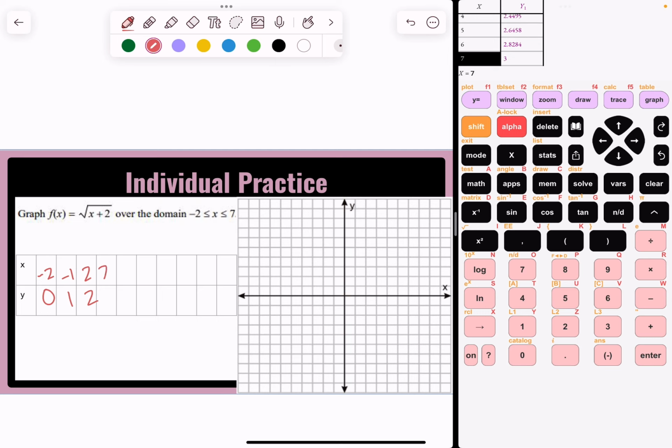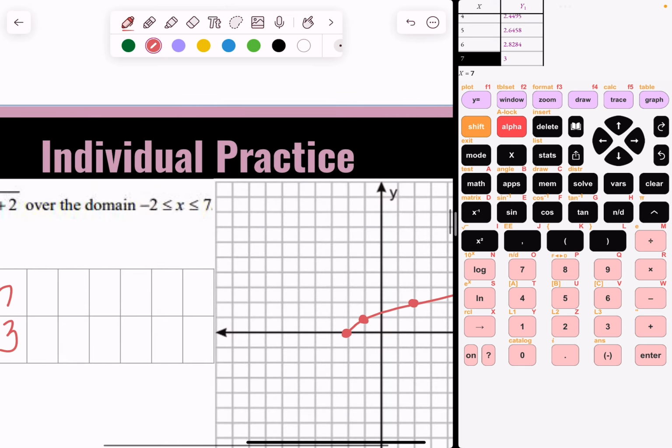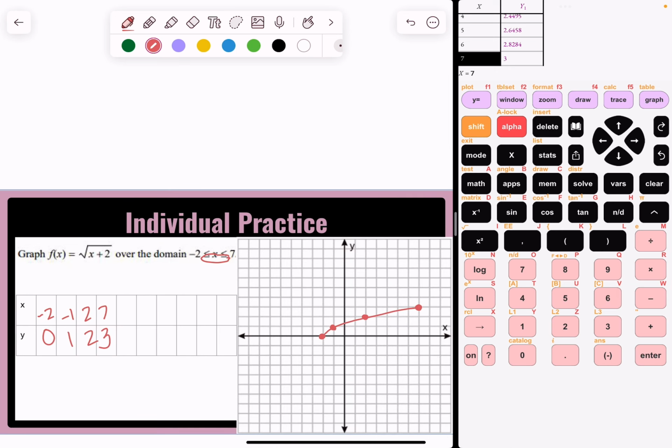7, 3. All right, let's graph this. Negative 2, 0. Negative 1, 1. 2, 2. And 1, 2, 3, 4, 5, 6, 7, 1, 2, 3. All right, we're going to connect them, but we are not going to put arrows on any side because they tell us where to start and stop. And remember, the reason why we use closed circles is because we have a less than or equal to symbol, which means closed circles. And just remember transformation rules. This plus 2 on the inside means that our graph had to start to the left 2, which it did.